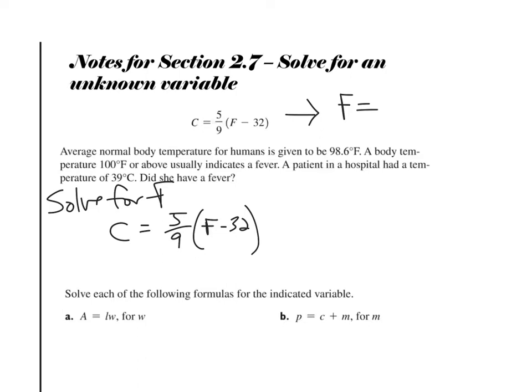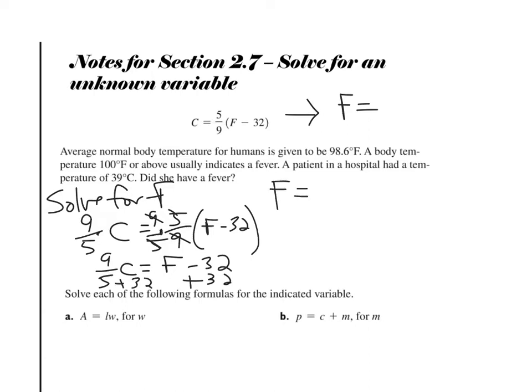So I am going to multiply this side by 9/5 and this side by 9/5, and that will allow me to cross-cancel the 9s and cross-cancel the 5s. The new version of my formula now is 9/5 C equals F minus 32. If I want to get F alone, all I have to do is cancel out this negative 32 by adding 32 to both sides. That will allow me to have F be alone. My new formula is F equals 9/5 times C plus 32.